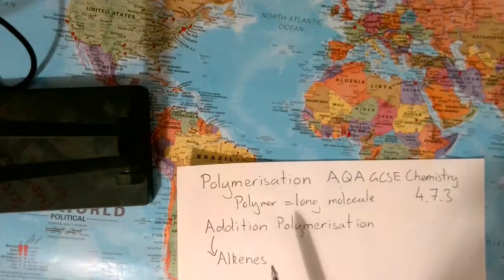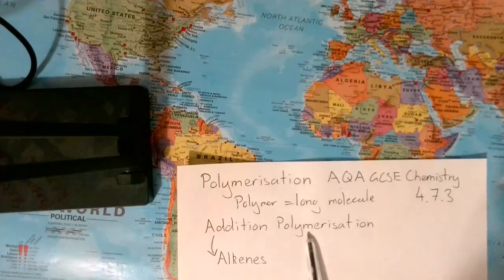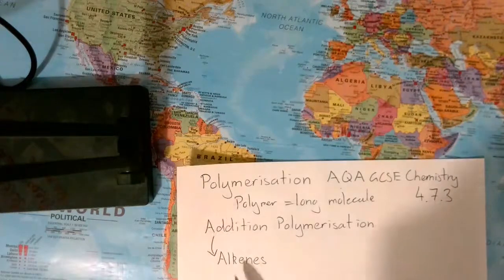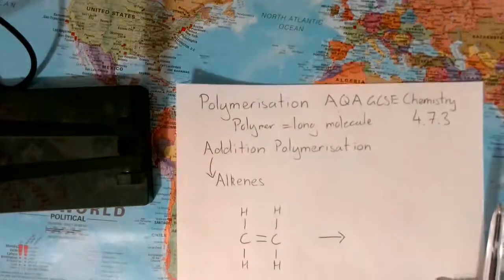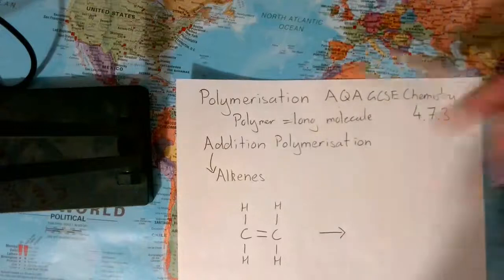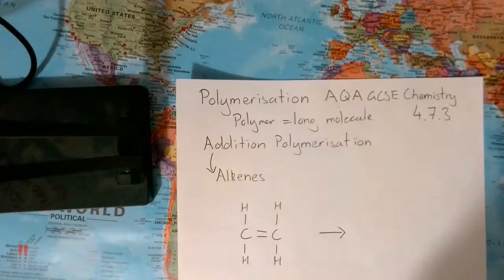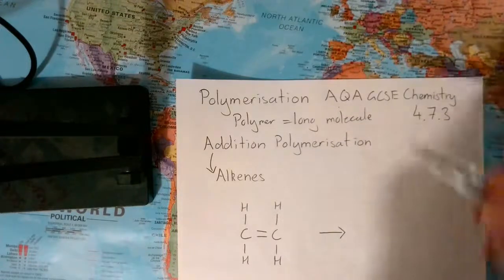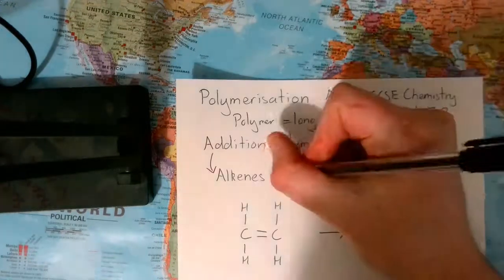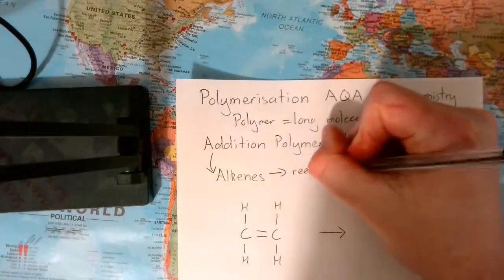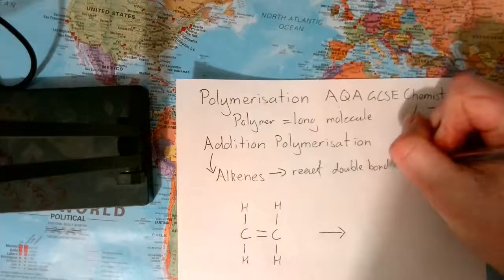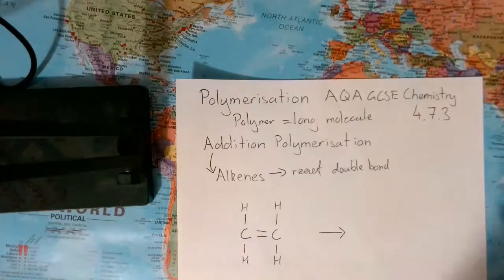There's two types of polymerisation. That's the making of a polymer. The first one is addition. Whenever you see the word addition, in chemistry anyway, you want to be thinking of alkenes. So here's an alkene, and addition polymerisation is as simple as it sounds. You simply take some alkenes and you add them together. Hopefully you remember that alkenes react at the double bond. So all of the single bonds are unreactive and they stay the same.